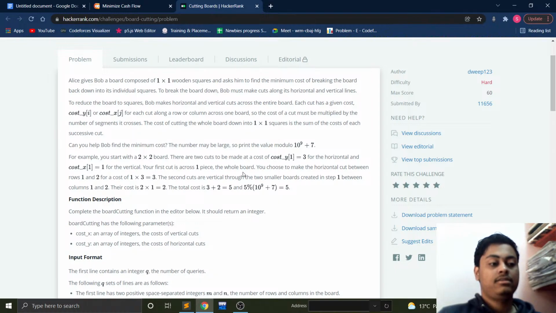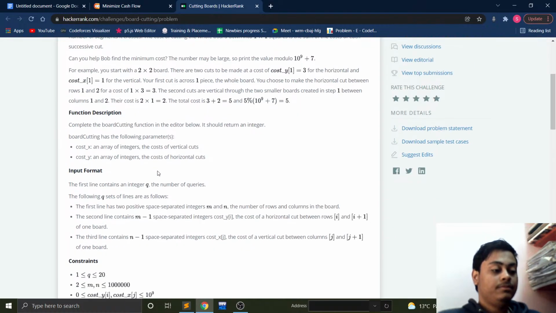The second cuts are vertical through the two smaller boards created in step 1 between columns 1 and 2. Their cost is 2 cross 1. I don't get why you choose to make the horizontal cut between rows 1 and 2 for a cost of 1 cross 3. Why is it 3?